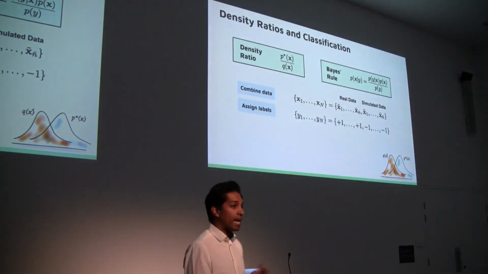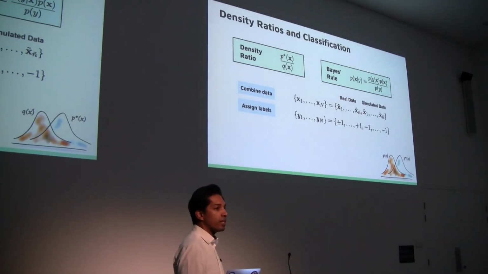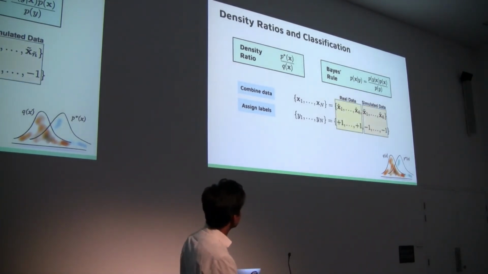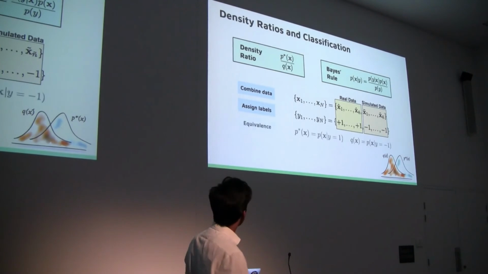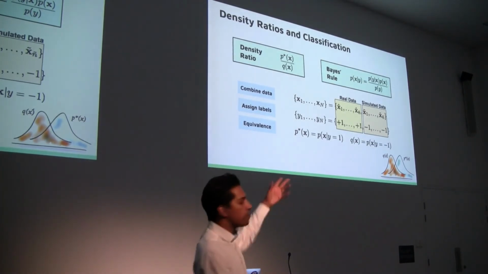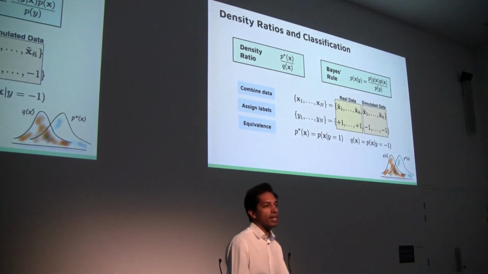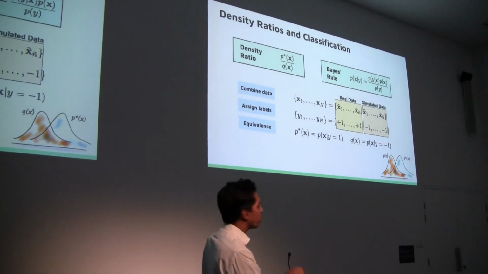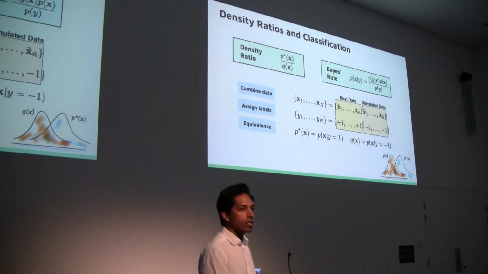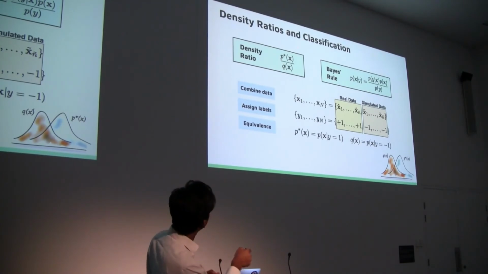So I'm going to assign some labels to these data. Everything that was real, I'm going to assign +1, and everything that was simulated, I'm going to say is the negative class, and assign a -1. So that's the real data versus the simulated data. And now there is an equivalence. The probability distribution P star of x is equivalent, by this way of writing it, to the following: when I condition on the label 1, I get data which is from P star, and when I condition on the label -1, I get data which is from the Q distribution. This is the basic set of tools that we're going to use to compute this density ratio.